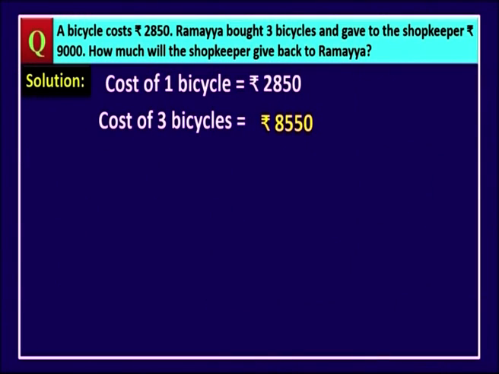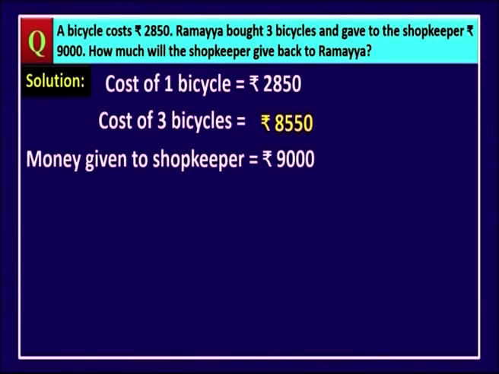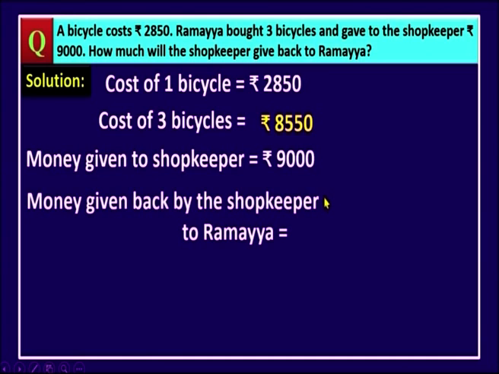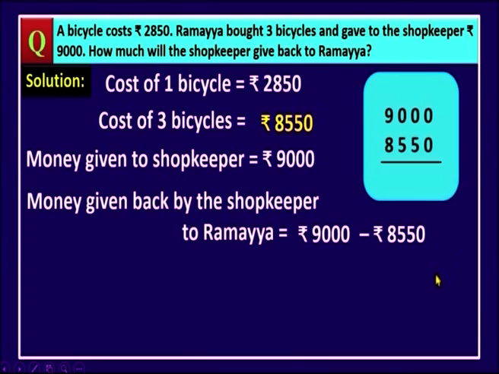But that is not yet over, no, children, our problem. We need to calculate how much money Ramaya will get back from the shopkeeper. So money given to the shopkeeper is how much, children? 9,000. Actual cost is 8,850 only, but he gave 9,000. So how much money should he get back? Yes, from 9,000 we need to subtract 8,850. Let us subtract these two numbers, children.